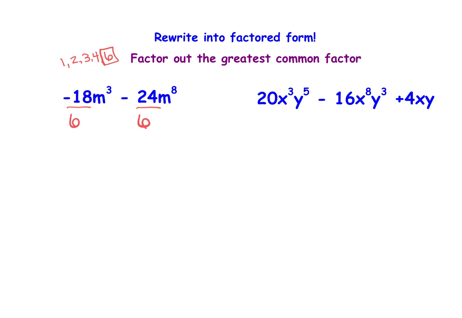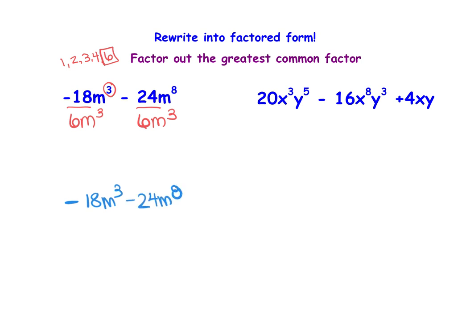Then I need to look at their variables. And so here I have m to the third and m to the eighth. Since the 3 is smaller, I know that the 3 is what they have in common. Now, there are two ways to approach this, so I'm actually going to talk about both here, because with this problem having two negatives involved in it, there are two ways that kids will commonly approach this.